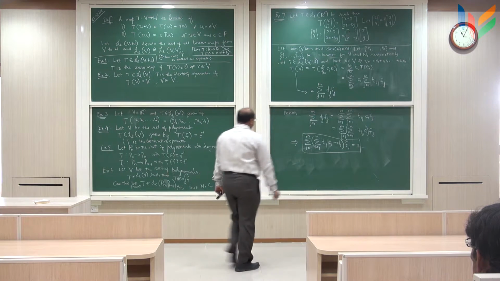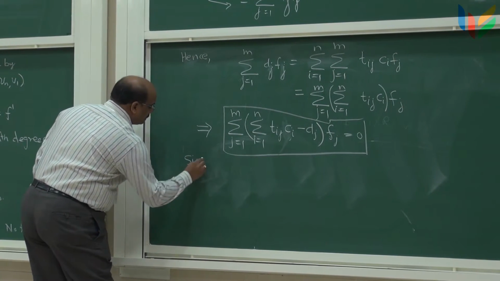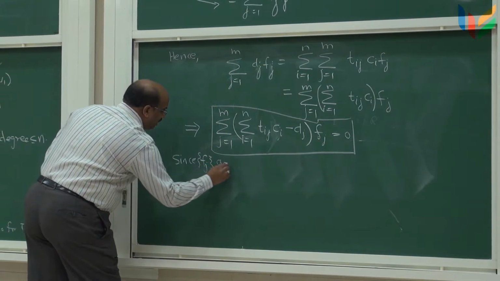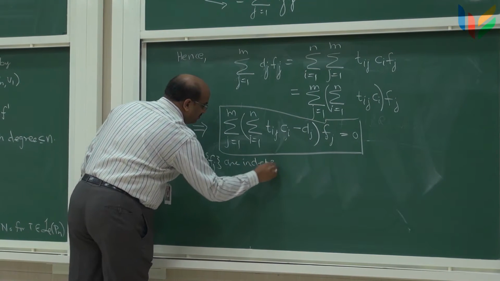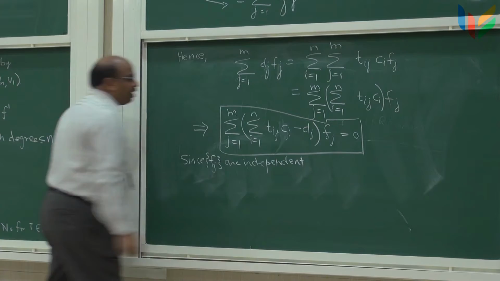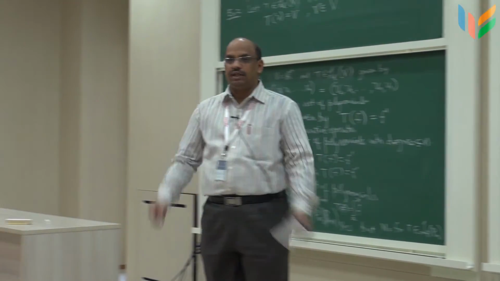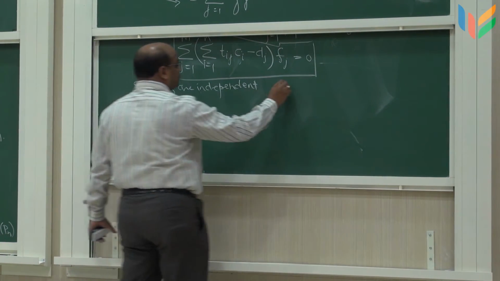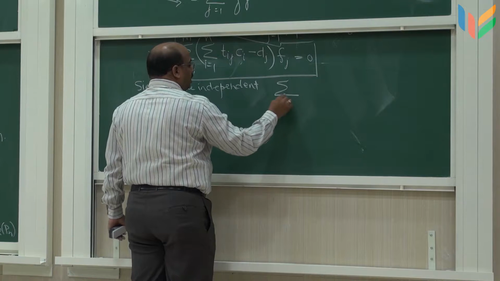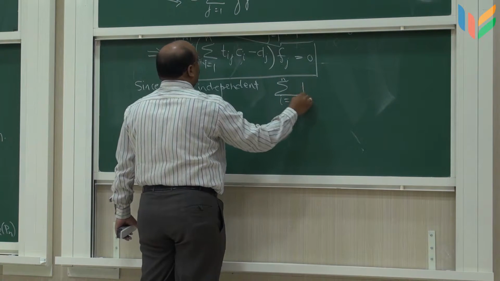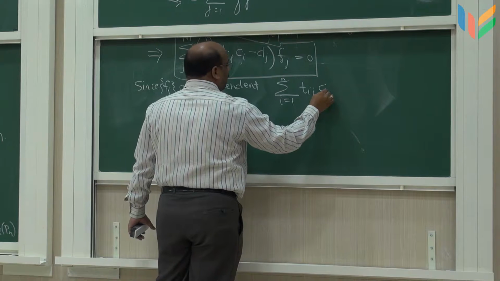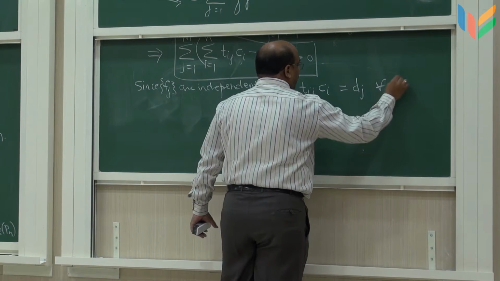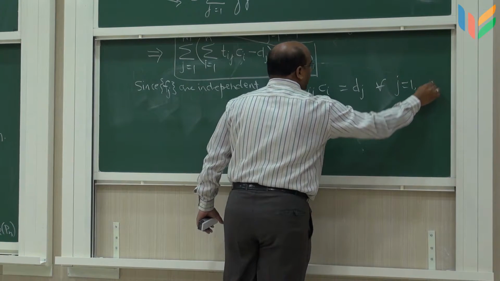Since the Fj's are independent, how do we know they are independent? Of course, they are bases. That's our assumption. We basically conclude that the summation of i equals 1 to n of Tij Ci is equal to Dj for all j equals 1 to m.